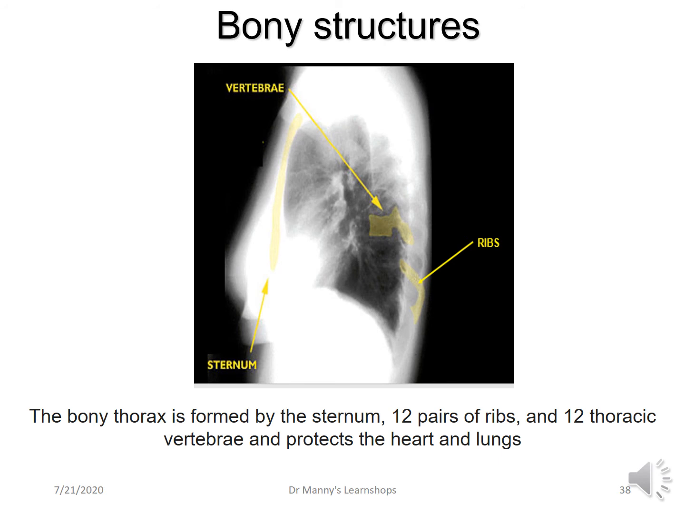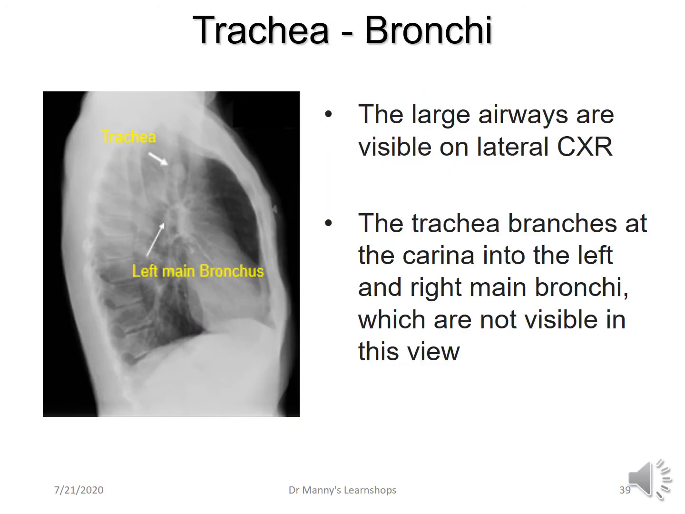Still we have bony structures, the vertebrae, the ribs and the sternum. We have the trachea and bronchi, which are the large airways that were visible on the PA film and the AP film, but they're also visible on the lateral chest X-ray. However, they're not as visible in this view compared to the AP or the PA film.